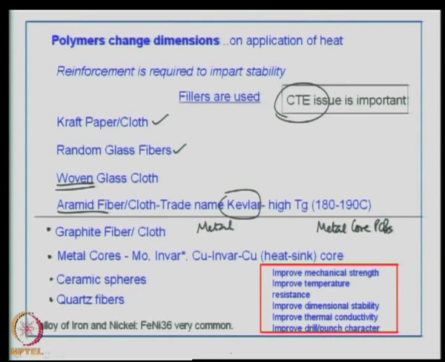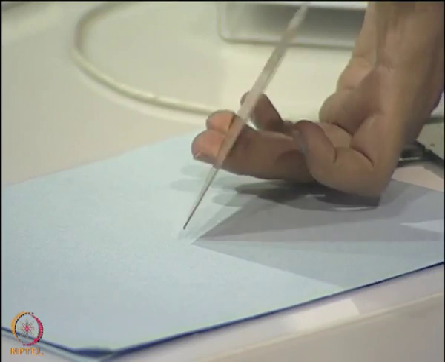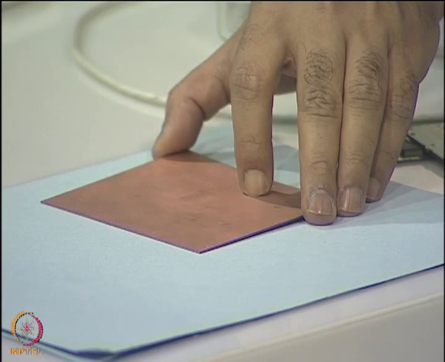Now, the filler in general will improve the mechanical strength, temperature resistance, dimensional stability, and thermal conductivity, and will improve the drill and punch character, because this is a rigid mechanical process that is one of the important steps in PCB manufacture. So, the manufacture of a rigid laminate, the structure that you are seeing here: how do you finally manufacture it? We have seen the ingredients now. What we are seeing is a rigid structure. How do you do it?